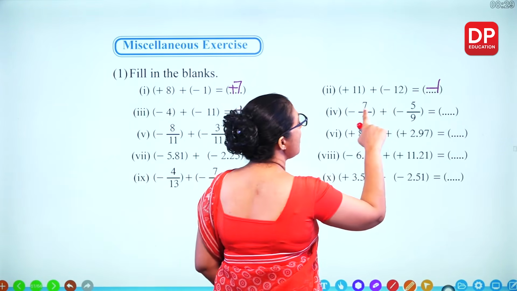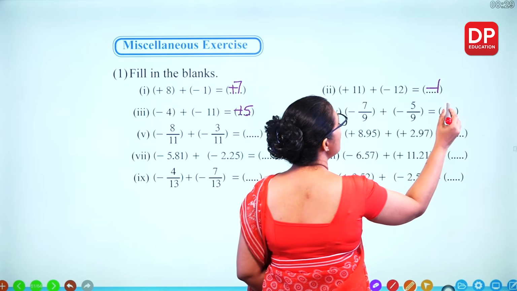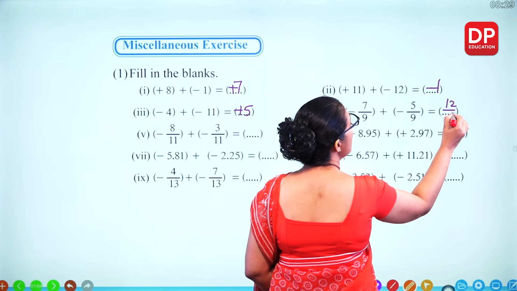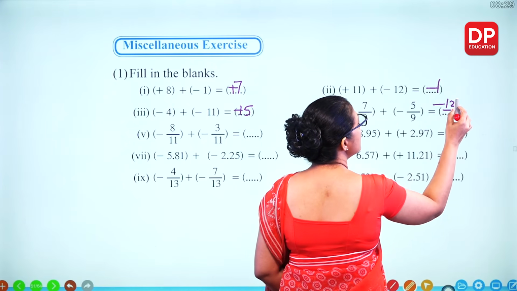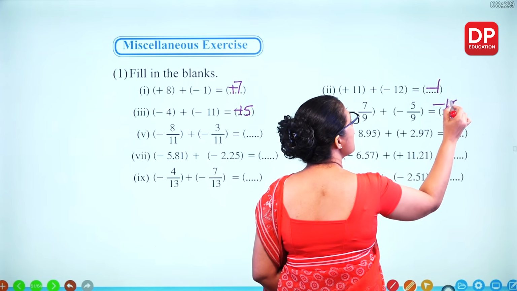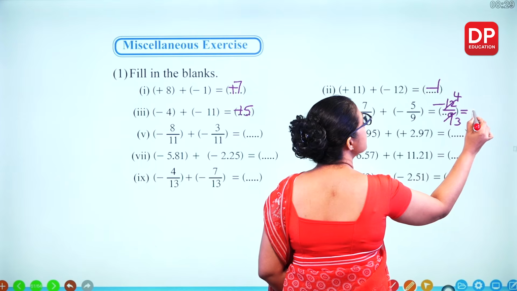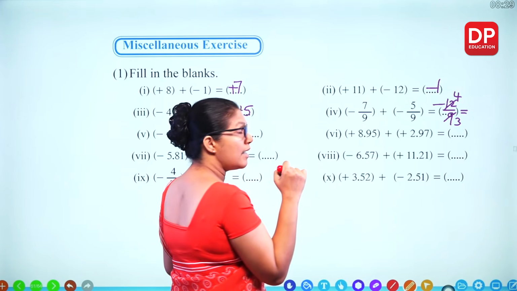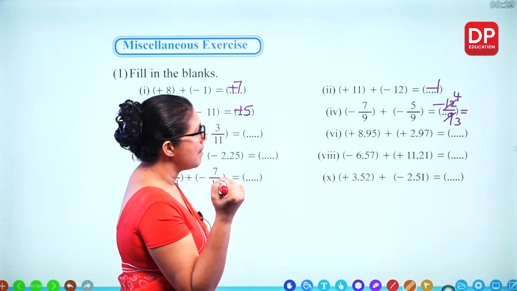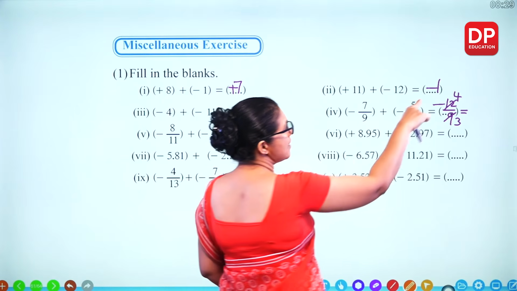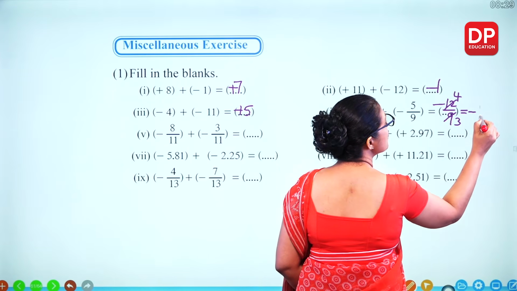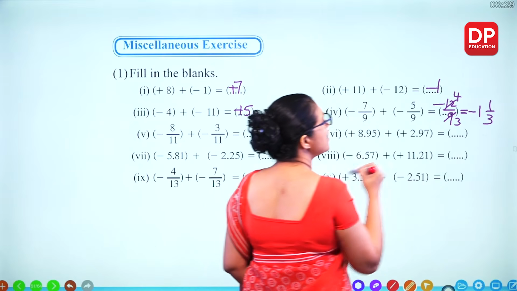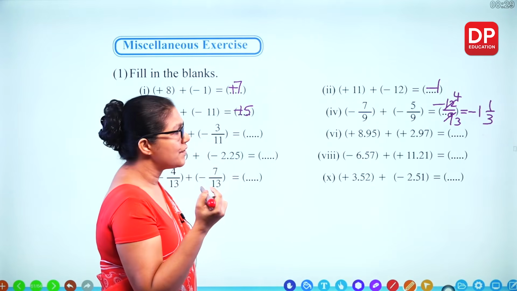Both negative. Add it. 7 plus 5, 12. 12 over 9. That's negative. You can simplify further. 3 times 3, 3 times 4. So minus 4 over 3, you can write as improper. This improper fraction as mixed number.